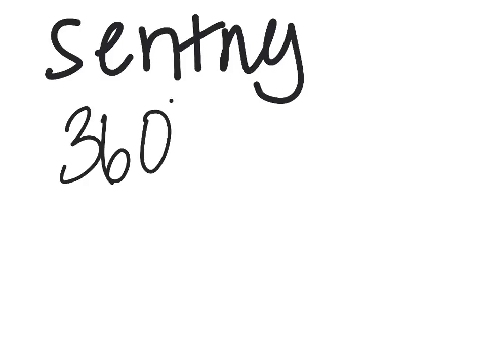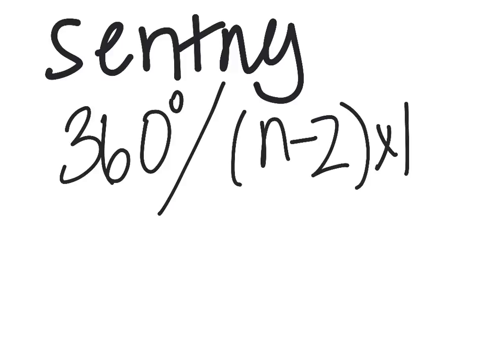Going off of this, the century theorem is a theorem based on the degree of the angles of a regular polygon. So basically it's saying that all exterior angles of a polygon will add up to be 360 degrees, and the sum of the interior angles is n minus 2 times 180.